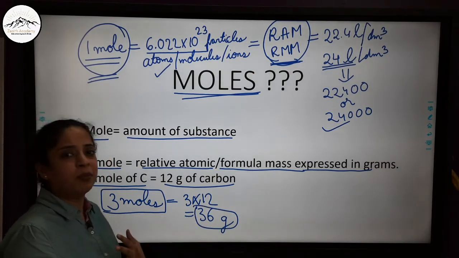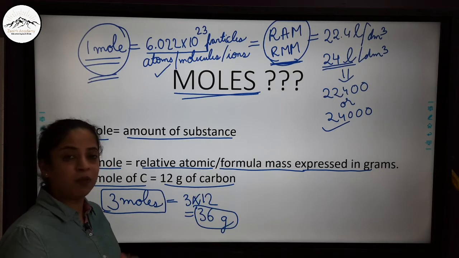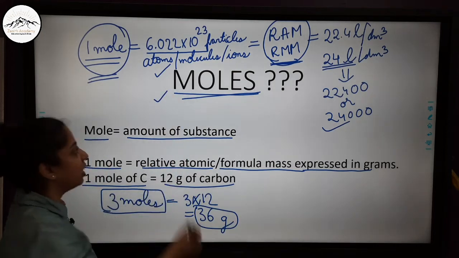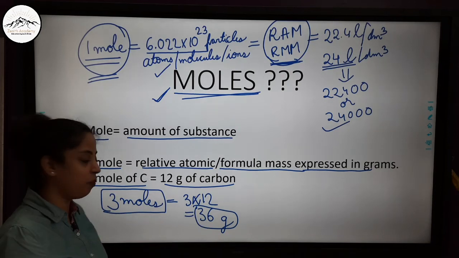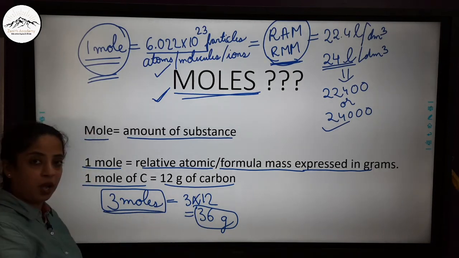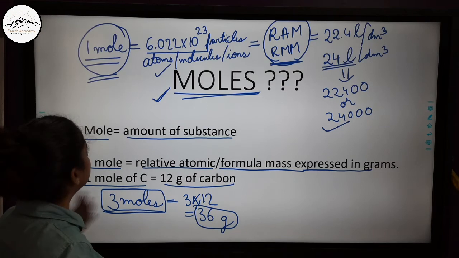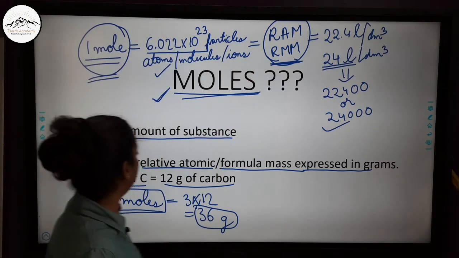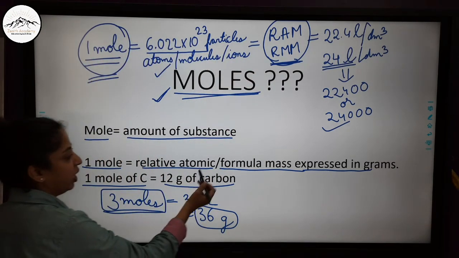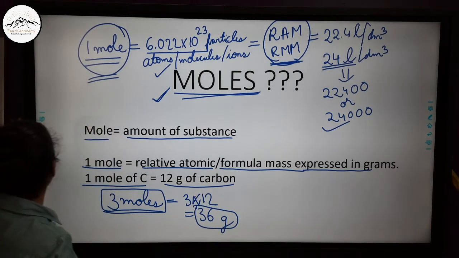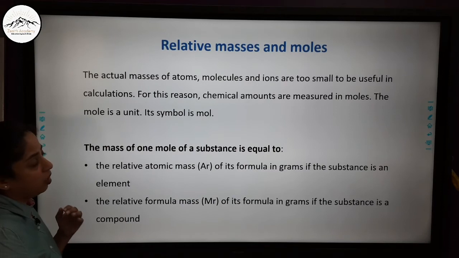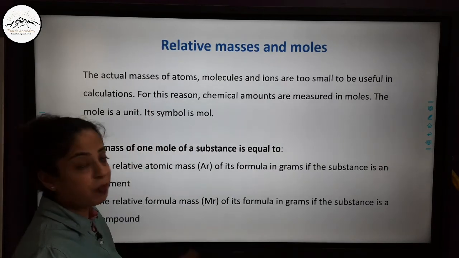So in chemistry, talking about grams becomes very clumsy. So in that case, we talk about moles. So instead of saying 36 grams of carbon, we can say 3 moles of carbon, right? So moles is related to RAM like this. 1 mole is equal to relative atomic mass or relative molecular mass expressed in grams. Now let's see their relationship in detail.